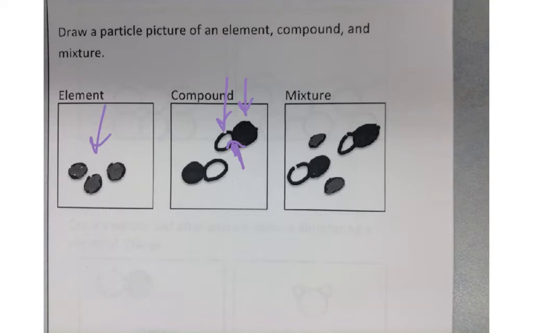A drawing of a mixture would be: here's one element, here's the same type of element, and then here is your compound. So you have an element and a compound coming together, so that would be your mixture.